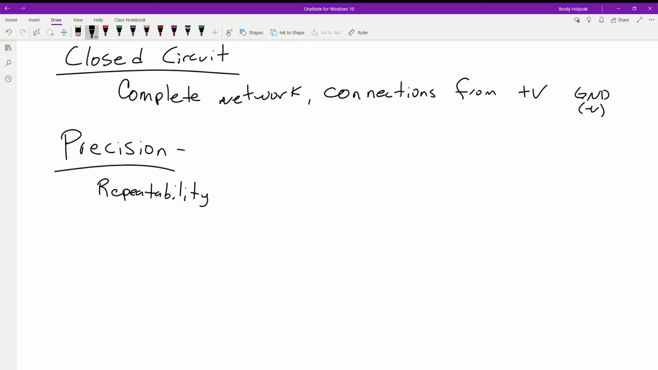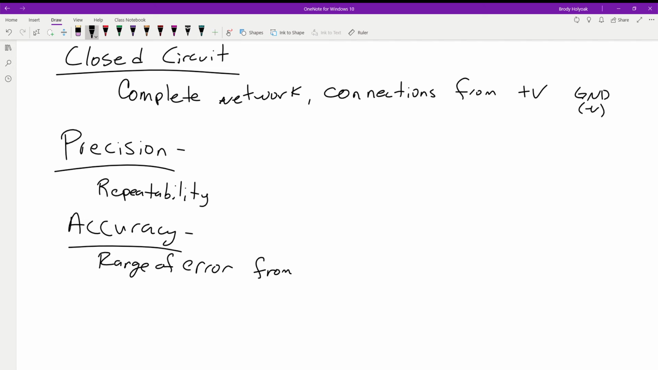Remember with the target, precision is how well things are grouped together. The repeatability. Accuracy is your range of error from being correct. So accuracy is how close do you get to the right answer? How close do you get to that bullseye? Precision is how many times can you do that?